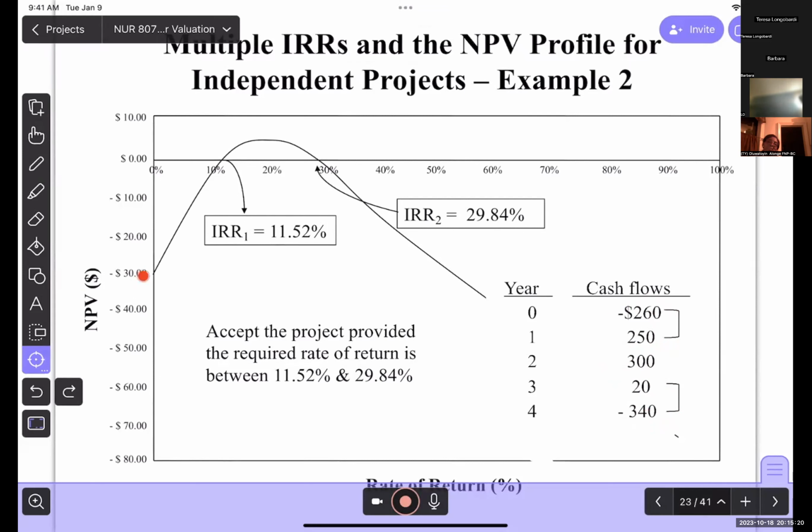And let's say I gave you this. So here it is. Here are the IRRs. I gave everything. What do you conclude? I'll accept when it's positive, and that's between 11.52 and 29.84. Excellent, TY. Yes, you will accept this project as long as it's between. And it probably is. That's a reasonable range to accept. To expect your required rate of return between 12 and 30 is probably true. So you will accept this project.